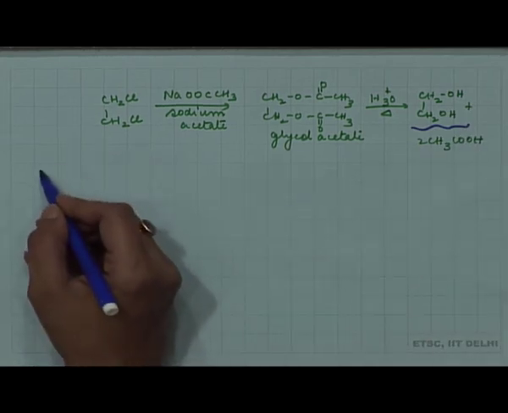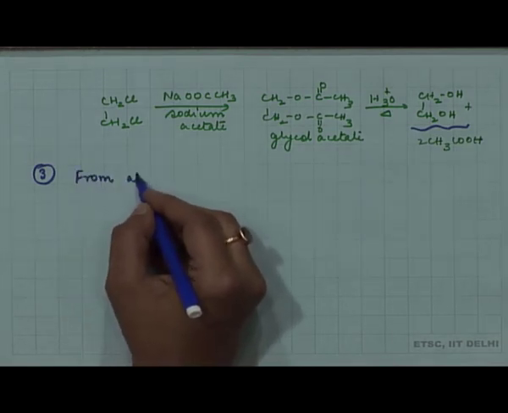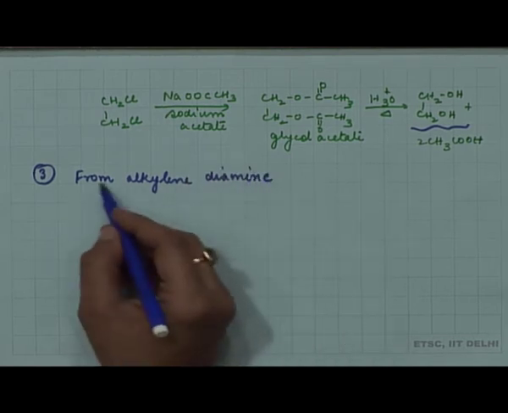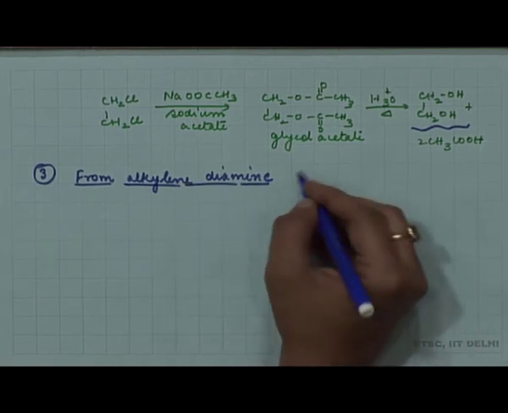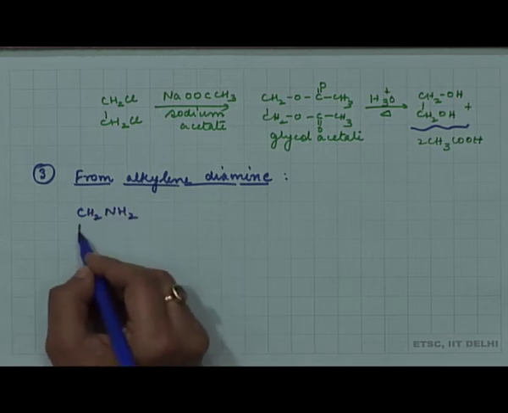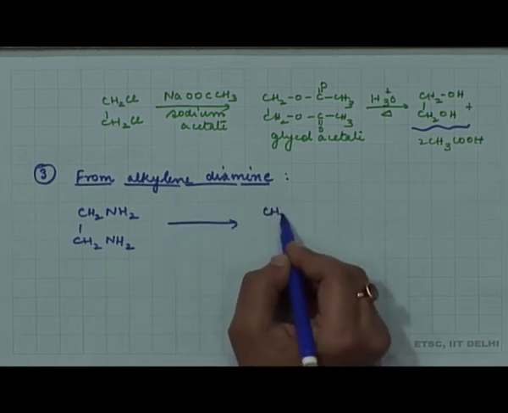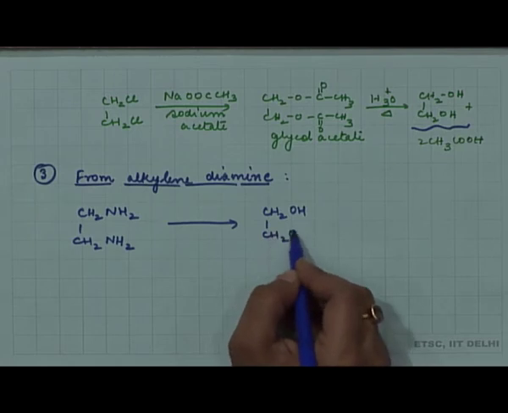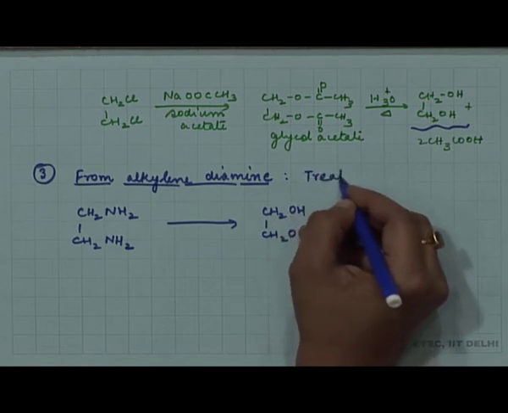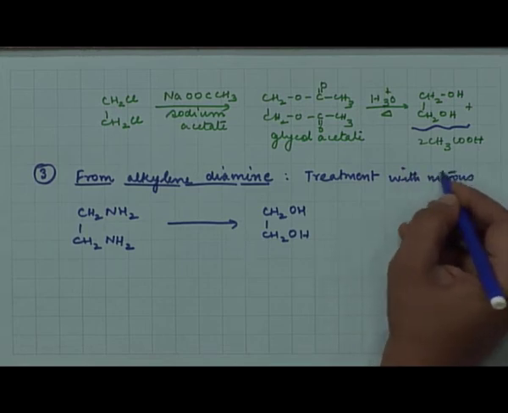The third substrate from which you can get the diols is alkylene diamine. So, we started with alkenes, then alkyl halide, and now alkylene diamine. You have to convert this into a diol. This is what you want from it. So, what is the immediate thing which comes to your mind? What reagent should we use? We treat this with nitrous acid. For the amines, treatment with nitrous acid is what is prescribed.